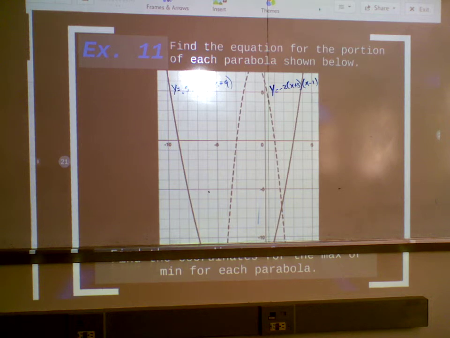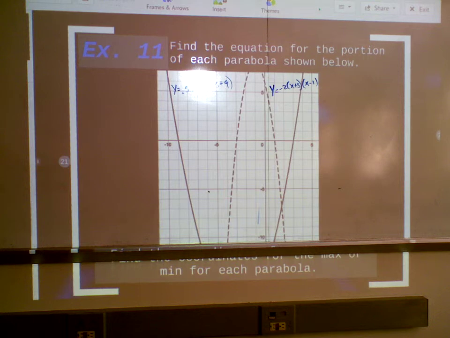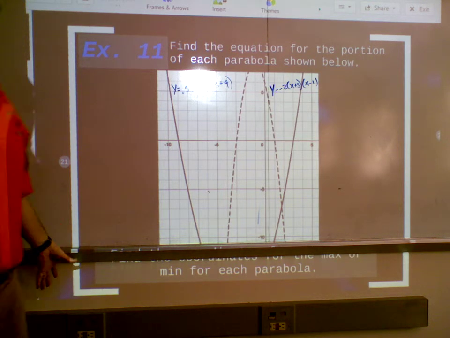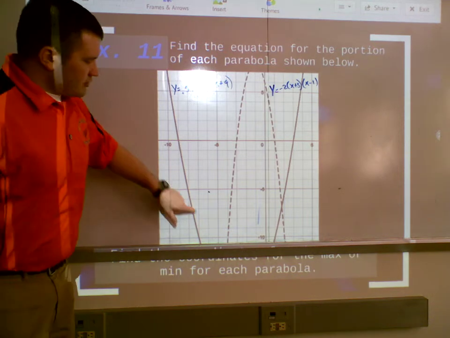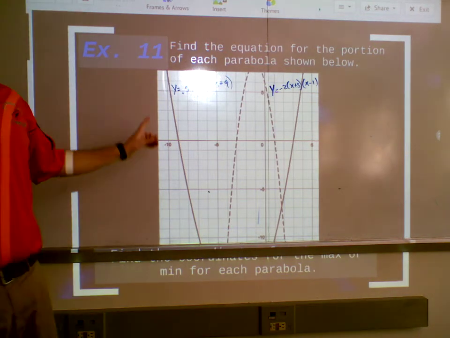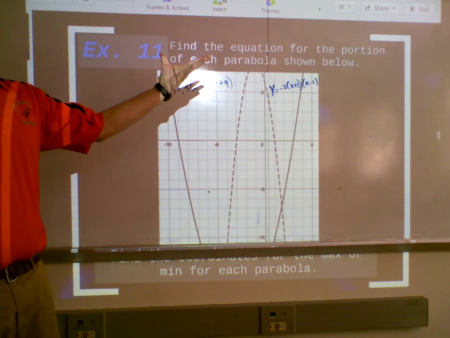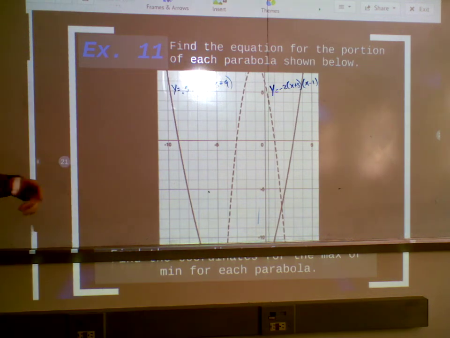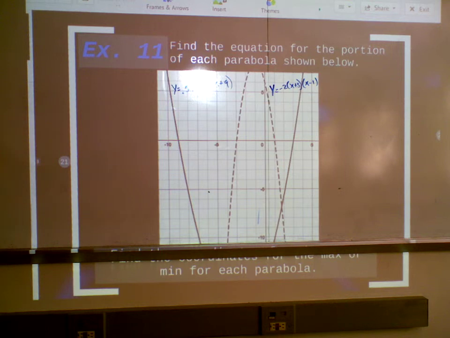The question down here says find the max or minimum of each parabola. The solid line: does this have a maximum or minimum? Minimum. We know it has a minimum because it opens up. The dashed line, is it a maximum or minimum? Maximum. We know it has a maximum because it opens down.